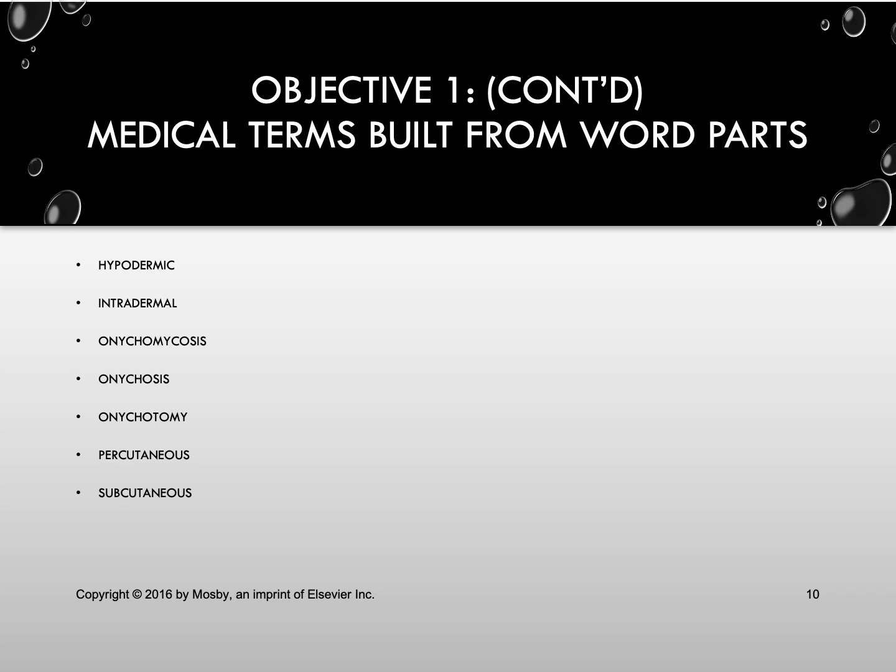OUS is pertaining to, and then sub is under, and cutaneous is skin. And then the last one here, transdermal, which means pertaining to through the skin. All right, same as percutaneous. Transdermal and percutaneous are the same.